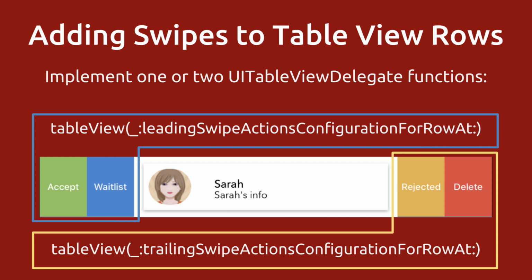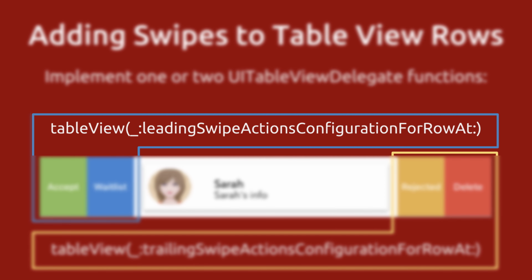Okay, in the last video, you learned about swipe actions when we implemented this swipe to delete, but let me give you guys a quick refresher right here. When you swipe a table view row, whether it's to the right or to the left, there are two UI table view delegate functions that you can implement, either the leading or the trailing swipe actions configuration. In this case, we'll be implementing the leading swipe action to show an edit option.